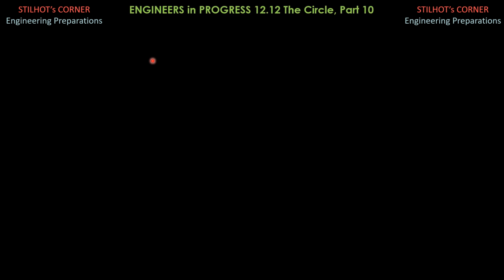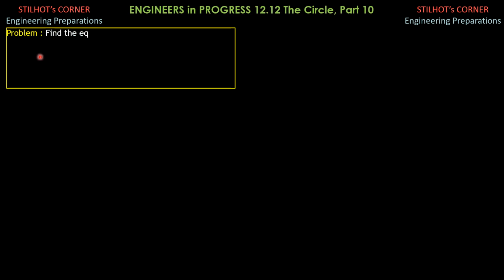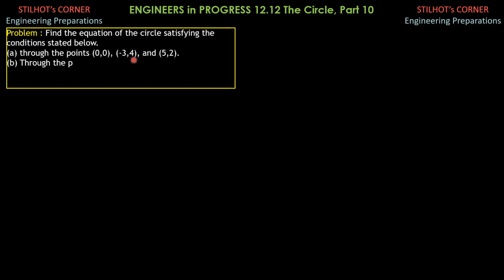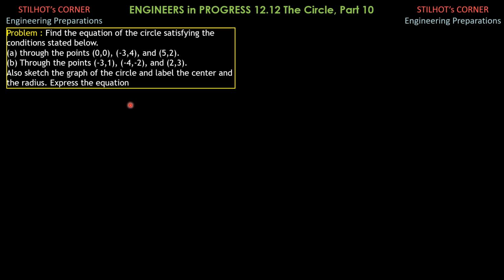So there are two exercises here, and here are the problems. Find the equation of the circle satisfying the conditions stated below: A, through the points (0, 0), (-3, 4), and (5, 2), and B, through the points (-3, 1), (-4, -2), and (2, 3). Also sketch the graph of the circle and label the center and the radius. Express the equation in standard form.